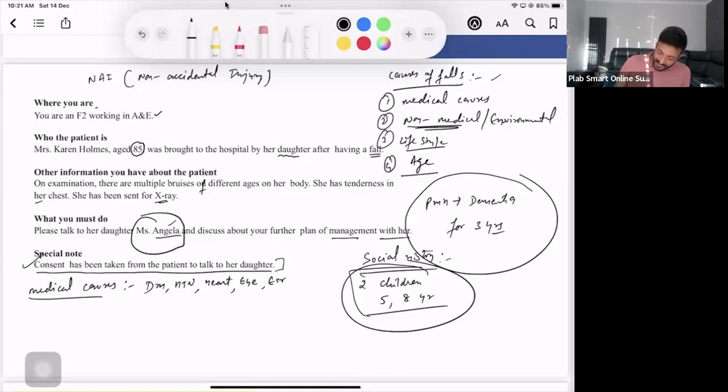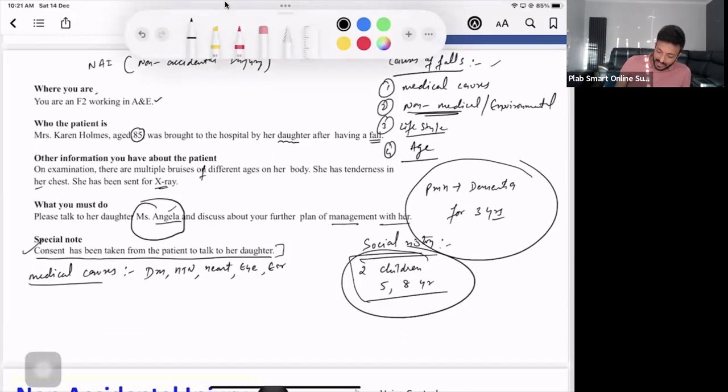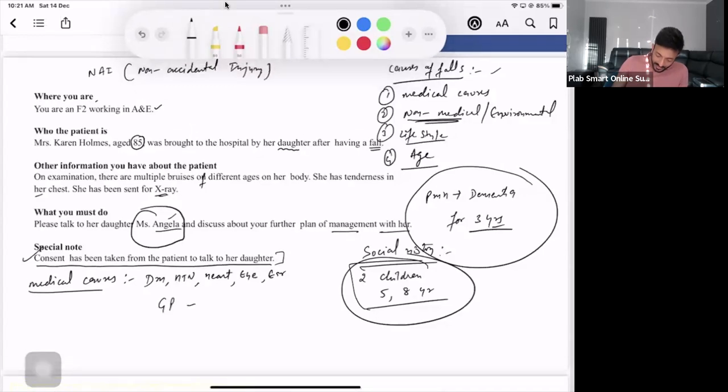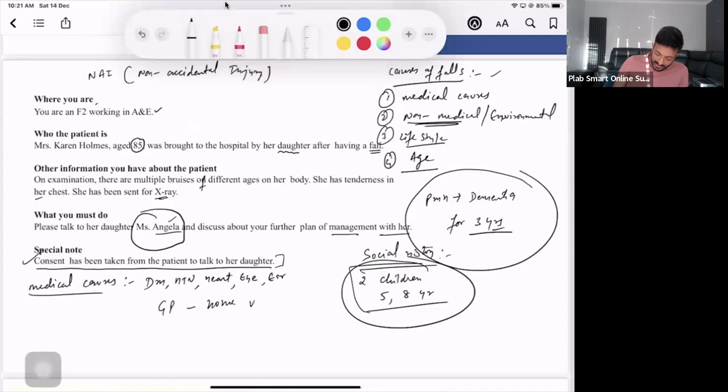Now, this patient, I said, has got dementia for the last 3 years. So you tell me, when I take the past medical history, when I ask the daughter if your mom is going to the GP for regular follow-up, she's like, no, she's not. If a patient who has dementia is not able to go to the GP, what happens? Usually the GP comes to their house. GPs do home visits as well, right?